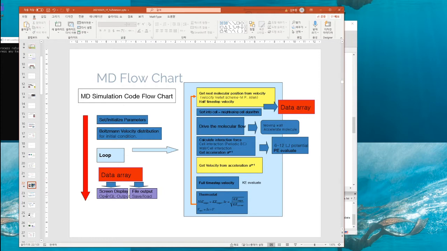What you see is the OpenGL screen display, but what LAMMPS does is make a file output. So the output has every trajectory, position, and velocity at every time step. Usually the files are very huge.